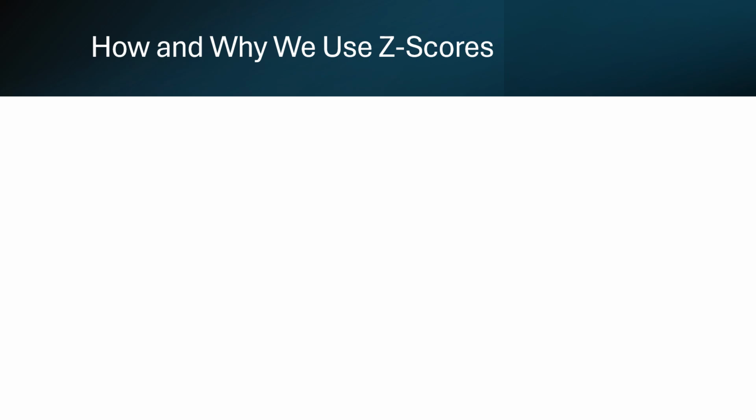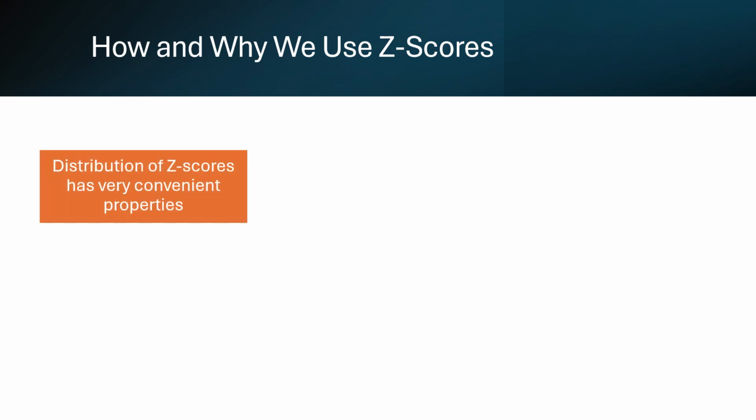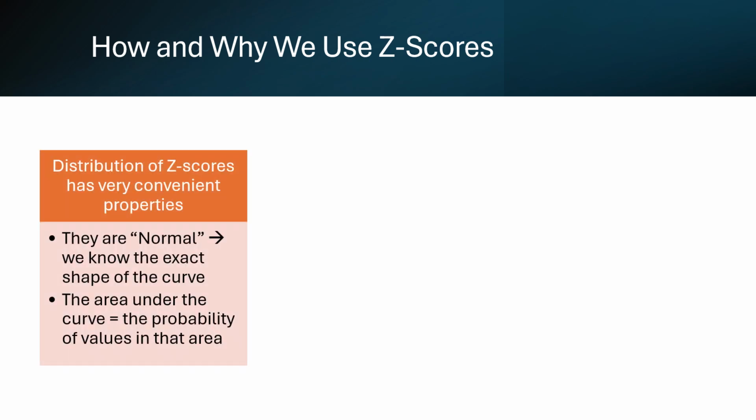Z-scores have other interesting attributes. The distribution itself has some really convenient properties, like being normal. We'll talk about what normal means exactly in the next set of videos, but for now, just know that if a distribution is normal, we can know the exact shape of the curve. There's actually a kind of scary looking function that you can use to figure out all the values in that distribution if the distribution is normal and you know its mean and standard deviation.